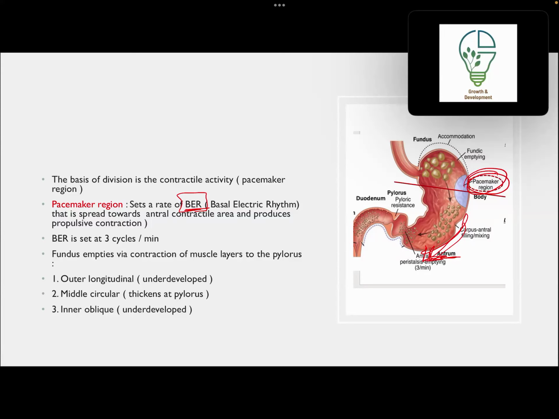The BER is 3 cycles per minute, and this is a set rate, similar to how the AV node and the SA node have rates, because you do gastric CVP. So the BER has its own rate, 3 cycles per minute.